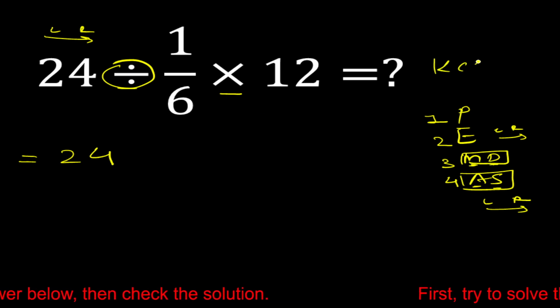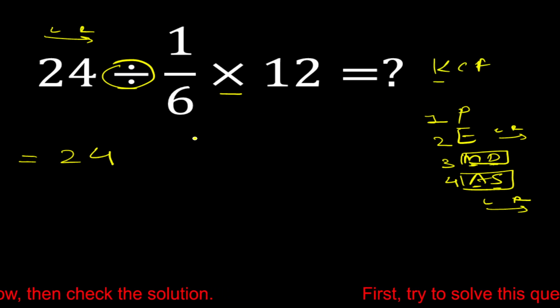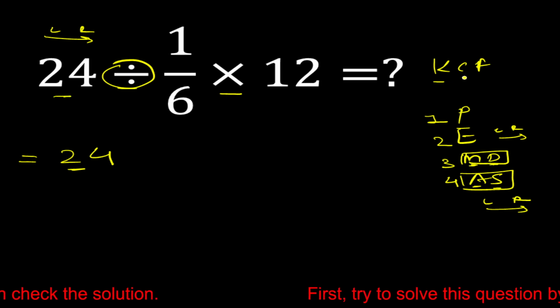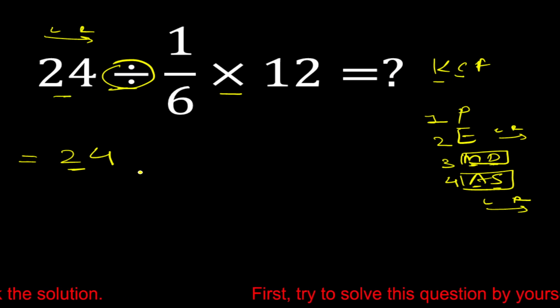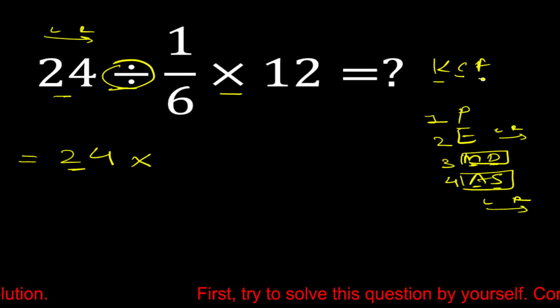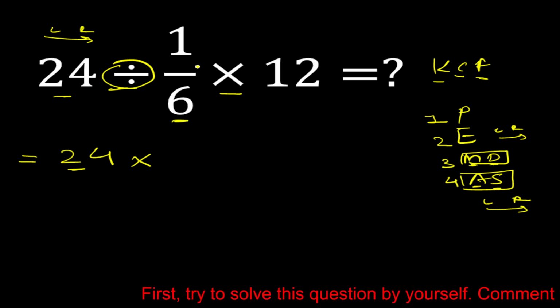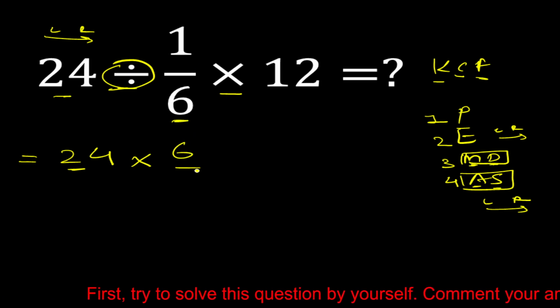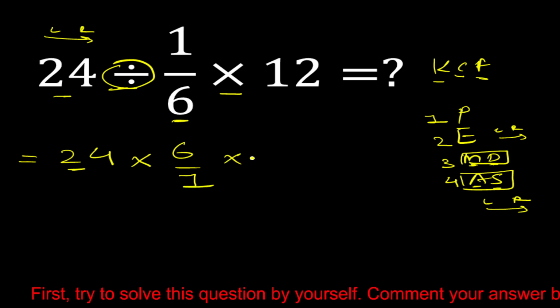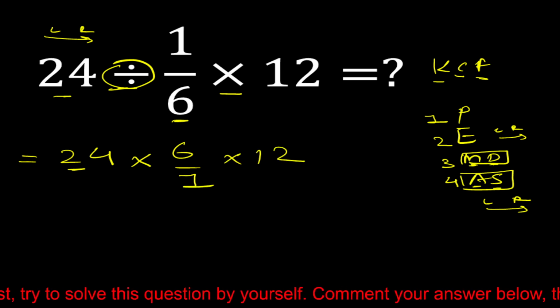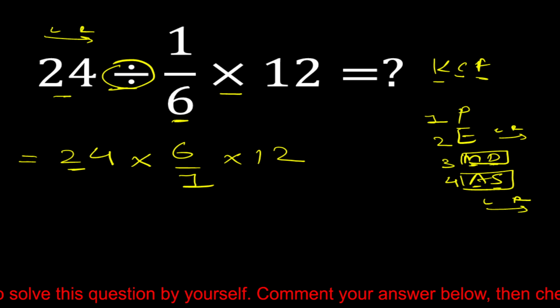Now according to the KCF rule, K means keep this 24 as it is, the same. C means change this sign from division to multiplication. F means flip this second fraction. 1 by 6 is equal to 6 by 1. Multiply 12. Okay.